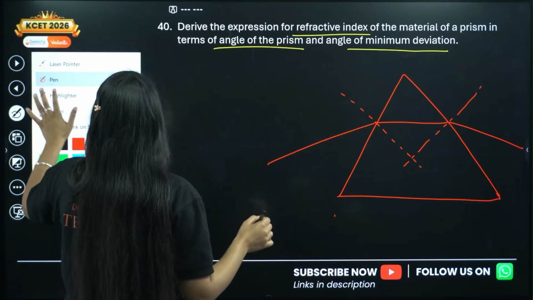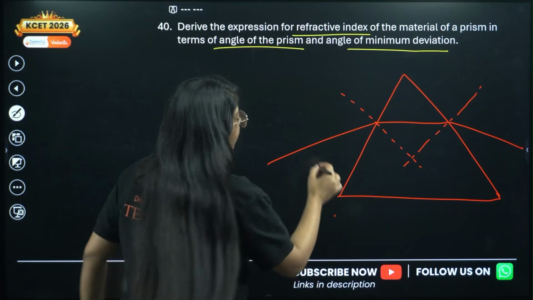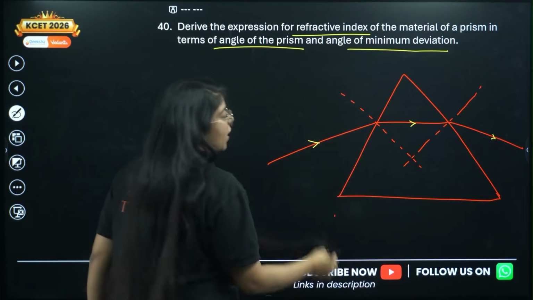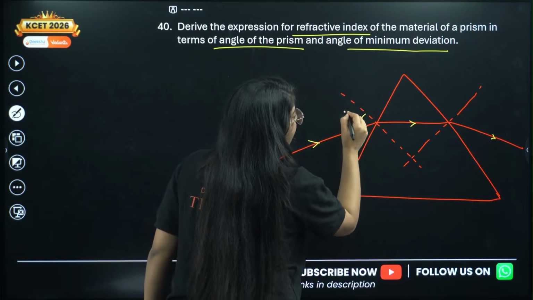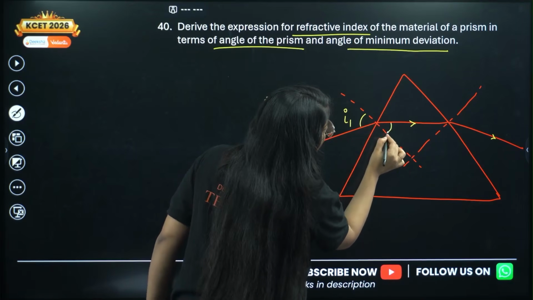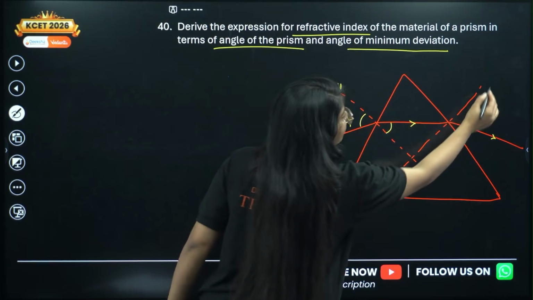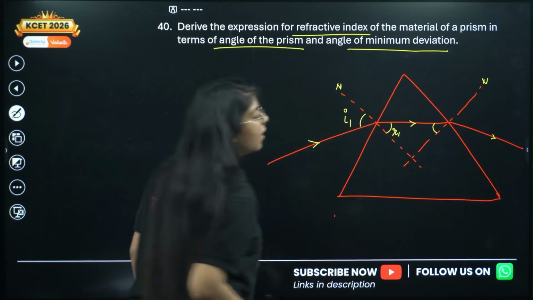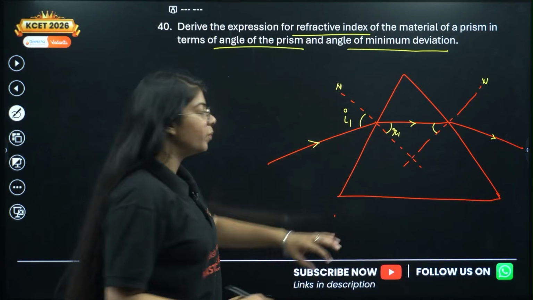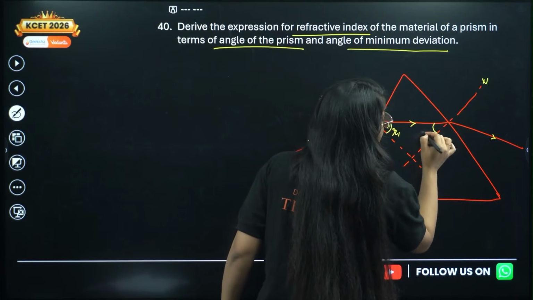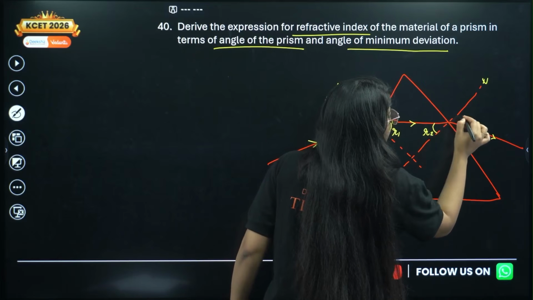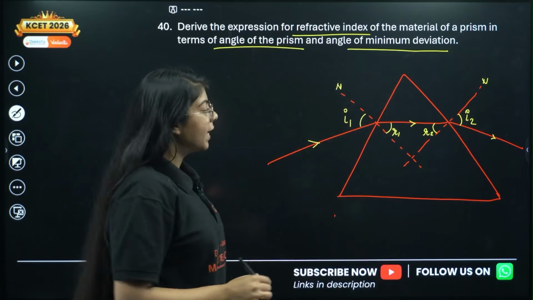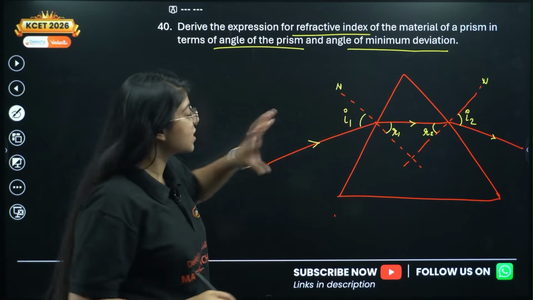So this is my prism. Now, this is the incident ray, refracted ray and emergent ray. For the incident angle, I will write I1. This is my normal, and this refracted angle is R1. Inside the prism, all the angles we are taking to be R. So this incident angle will be R2 and this emergent angle will be taken as I2. Correct? Now there are some more things we have to do here.